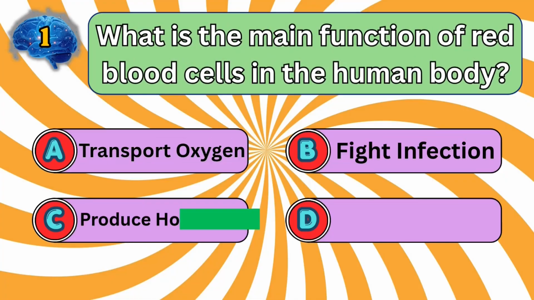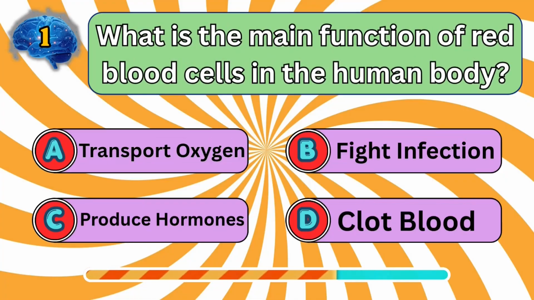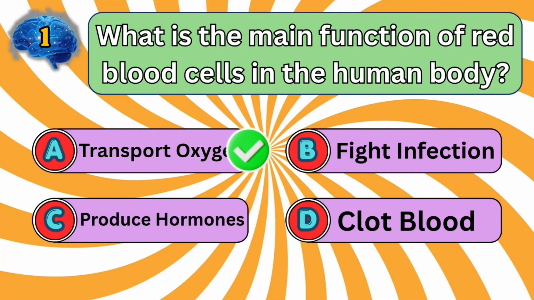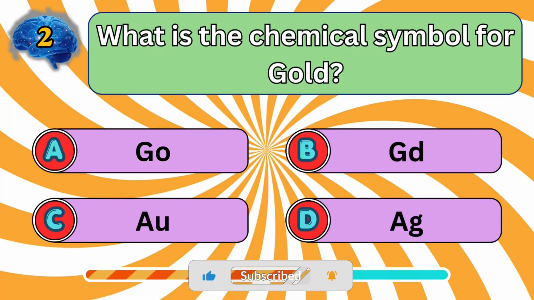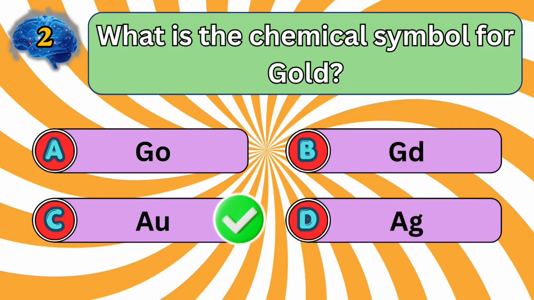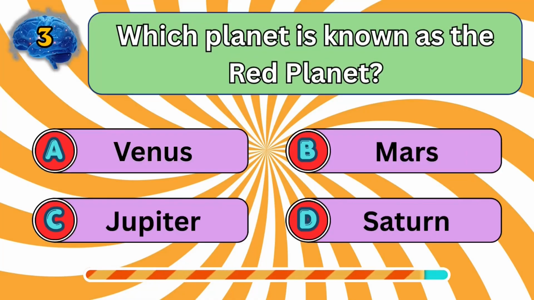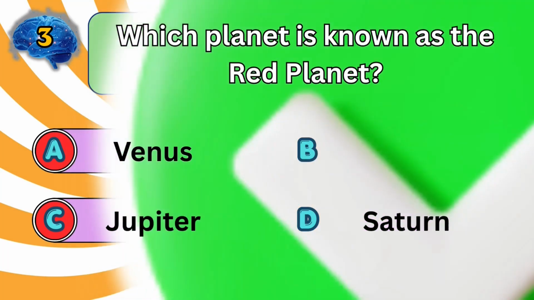What is the main function of red blood cells in the human body? Transporting oxygen. What is the chemical symbol for gold? It is Au. Which planet in our solar system is known as the red planet? Mars.